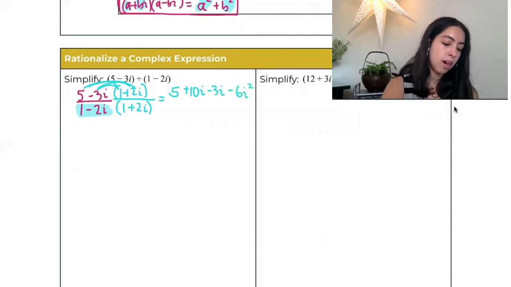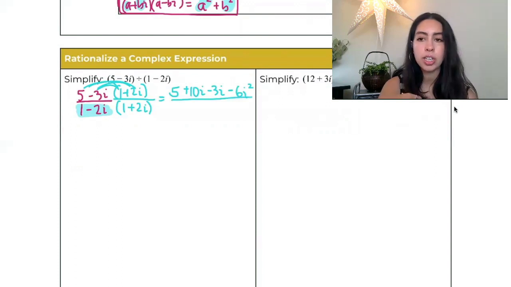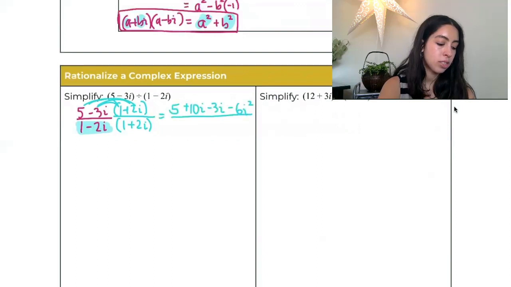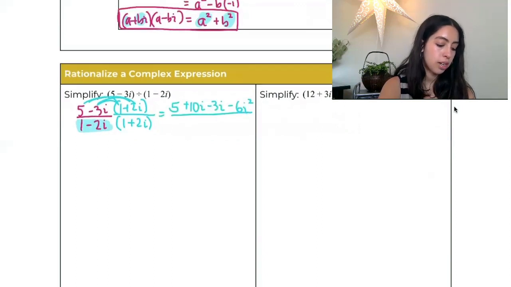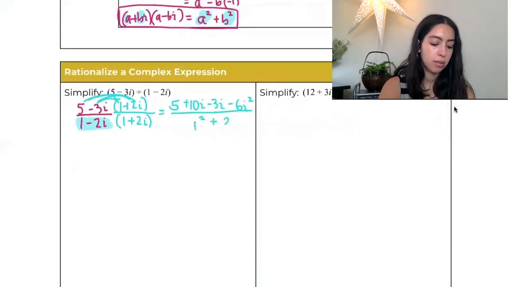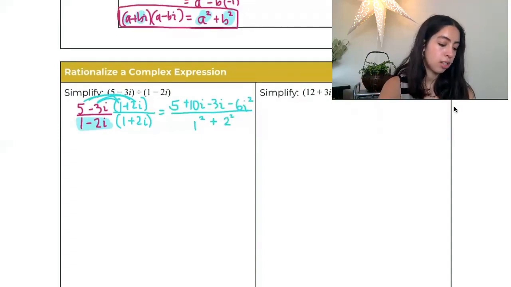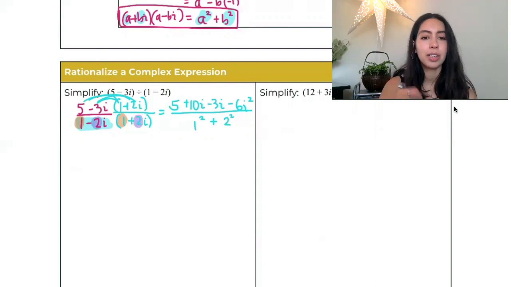And at the bottom, since these are complex conjugates, I know we've proven it up here, my solution is going to be a squared plus b squared. And how do you determine a and b? You just look at your complex conjugate and you see the number in the front, that's your a, and then you see the number multiplying your i, that's your b. So that's how we got 1 squared plus 2 squared.